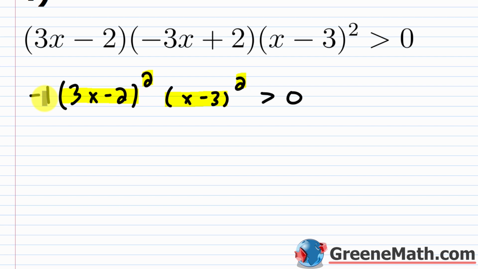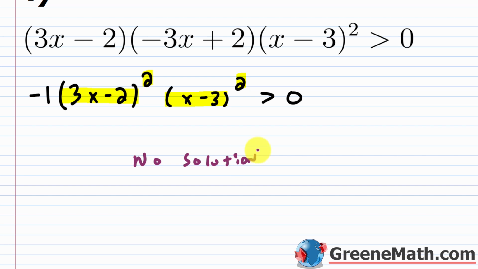So if it's 0, it stays 0. 0 is not greater than 0. If it's positive, it's going to be flipped to negative, and a negative is never greater than 0. So just by looking at this, I can immediately say that it's not possible to have a solution. We would say that there's no solution for this problem.